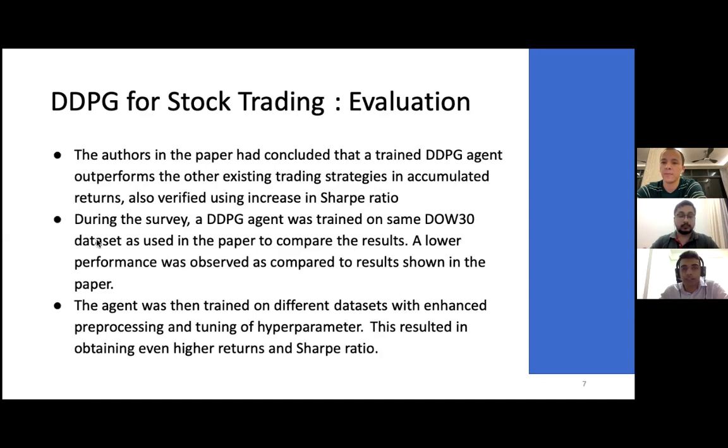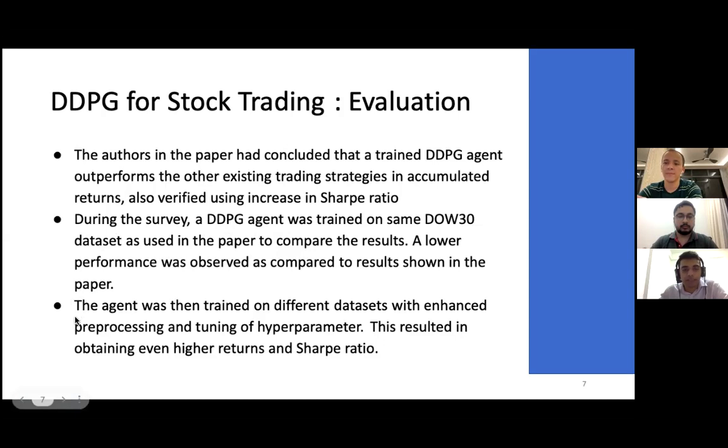As we surveyed the paper, we found that a DDPG agent can perform in a similar way to what has been mentioned in the paper. So what I did is I trained a DDPG agent on the same Dow 30 data set, which was used in the paper, and then compared the results. In the beginning, I found that the performance was a bit lower than what was given in the paper.